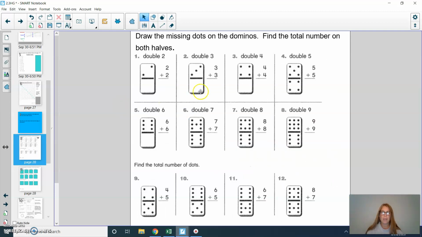We're going to turn now to the next math journal page, looking at page 28. And we have some dominoes that have some missing halves. So can you fill in the missing half and solve each of these problems? Why don't you press pause and solve, and then press play when you're ready to talk about your answers.